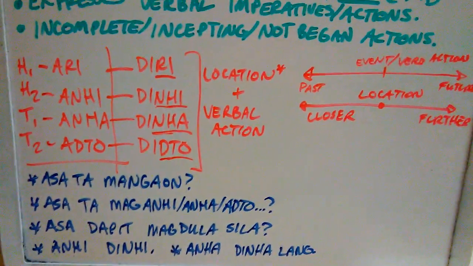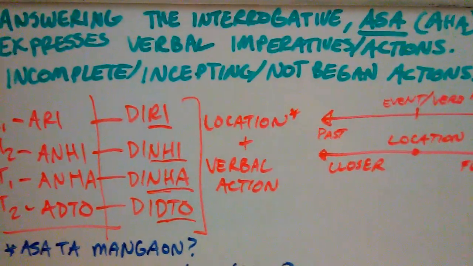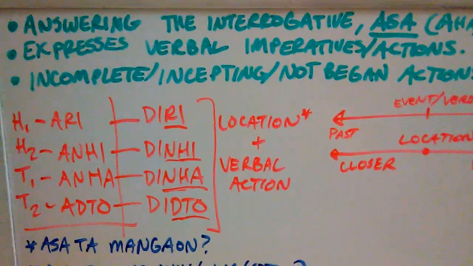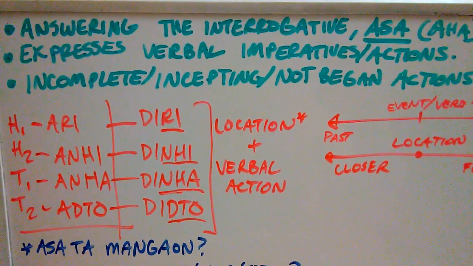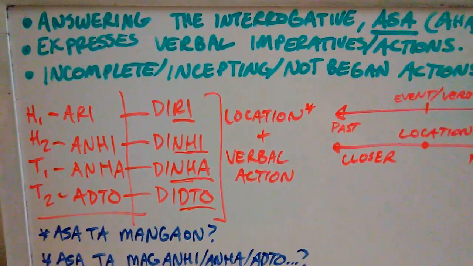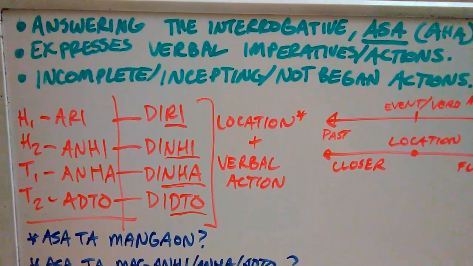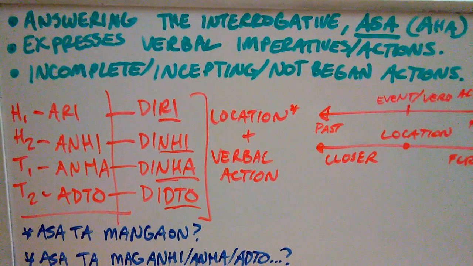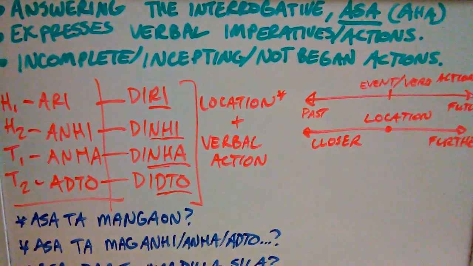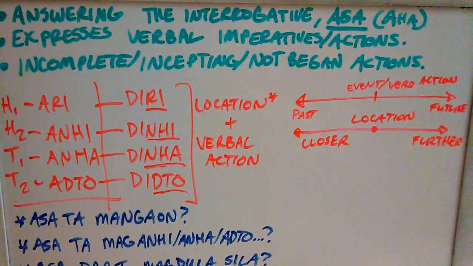So I hope this can really give you an idea of this location and verbal actions of the relations in the distance existence. Okay, because once we start putting in the demonstrative pronouns, things are gonna start changing up a bit, and you need to have a solid understanding of this.